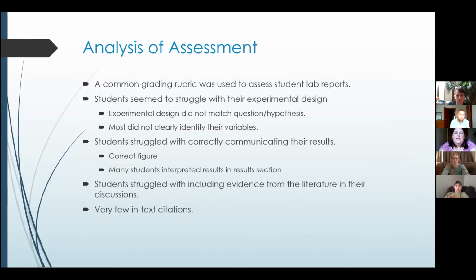And then in the discussions, they also struggled with trying to bring that back to the big picture. Why are we doing this? What's the purpose? What sort of data is already out there that you can use to support your results, or how can your results help somebody else? Those were just things that I noticed that students needed to work on.